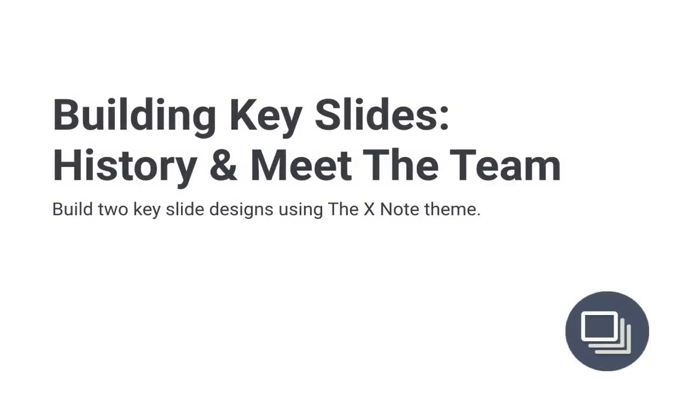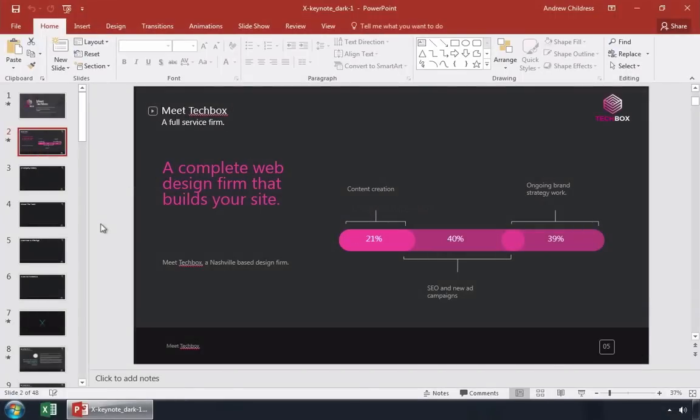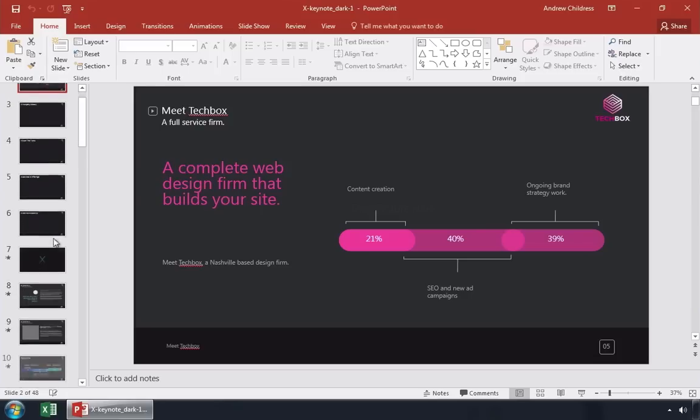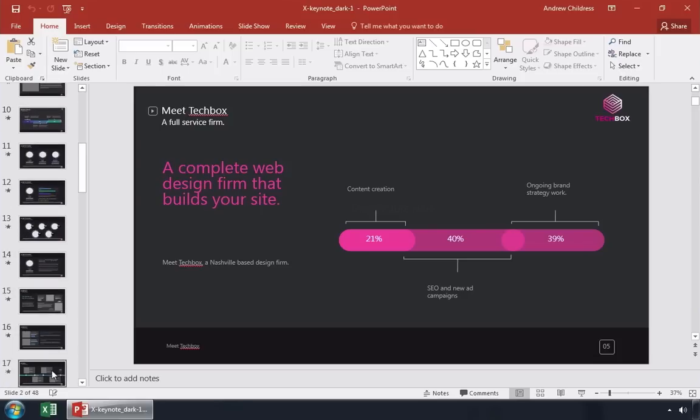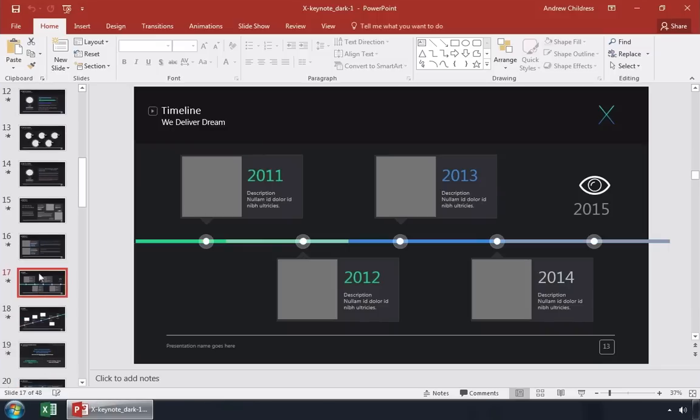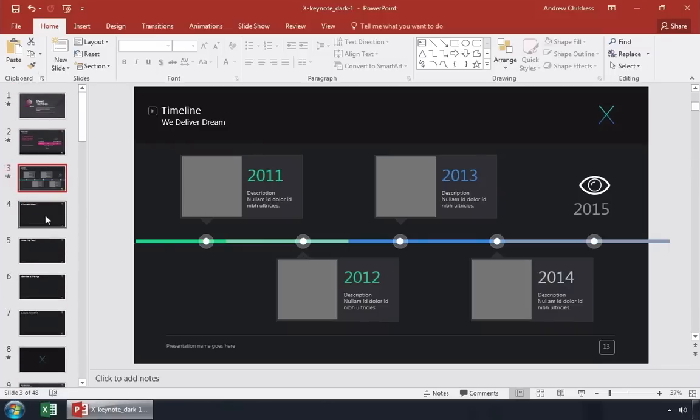Let's get started by building a history slide to walk our audience through the history of our company. Building a slide like this can help an audience connect past to present. Let's find a slide that would work well for this. Yet again, the Xnote has a really nice timeline option I can use. I'll go ahead and select this timeline slide and move it up into the sequence at the top.